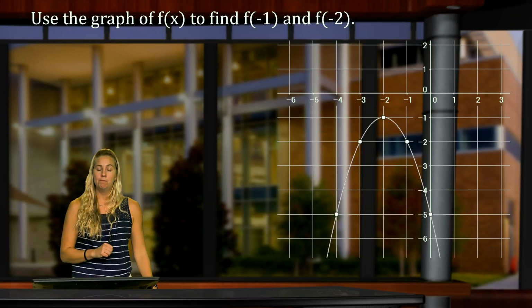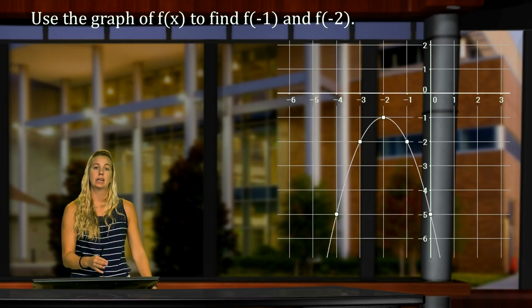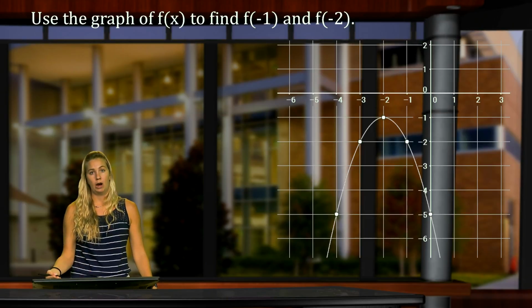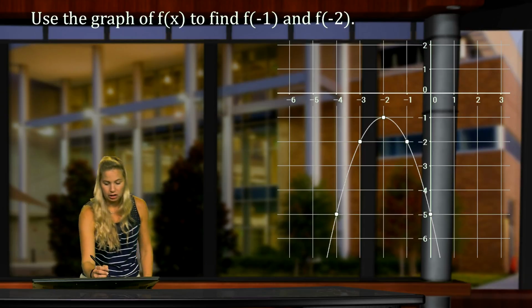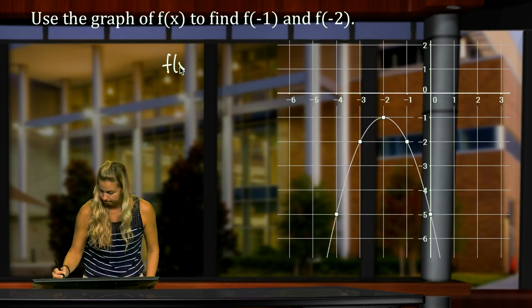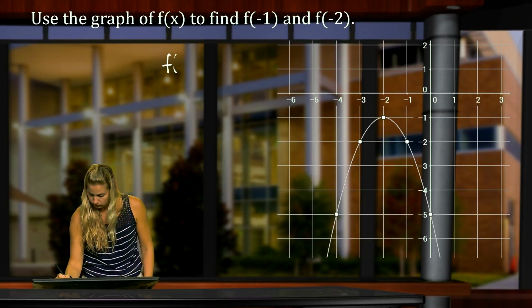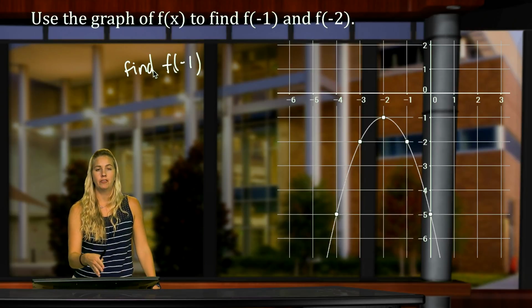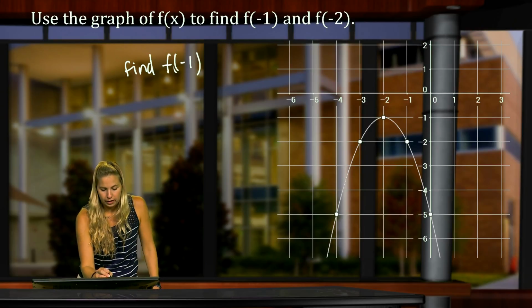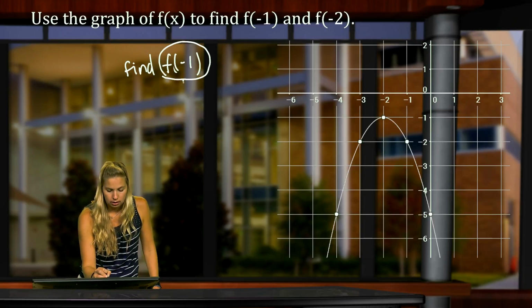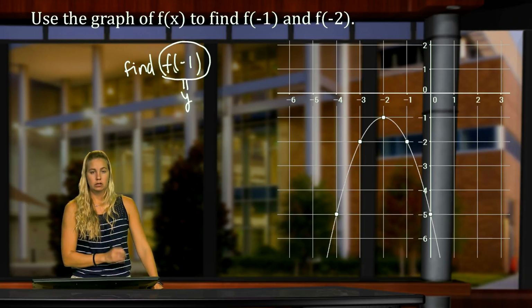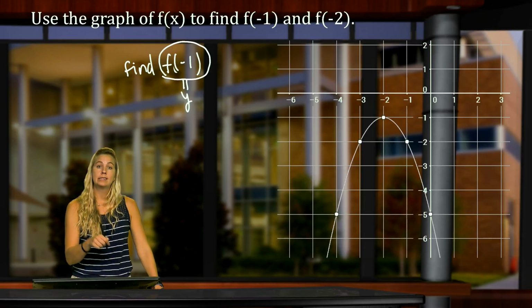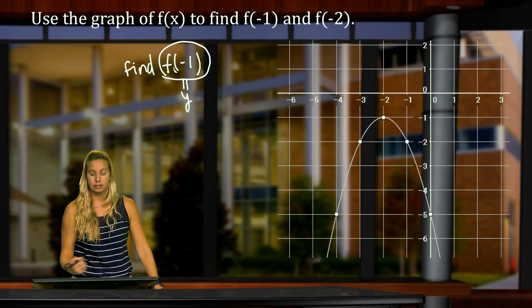So in this example, we're still dealing with function notation, but instead of being given the equation, we're given the graph and we're asked to find f of negative 1 and f of negative 2. Let's look at this real quick. F of negative 1. So the directions are saying find f of negative 1. What does that mean? Well, this whole thing is a y value. So what they're asking you to find is what is the y value when x equals negative 1?